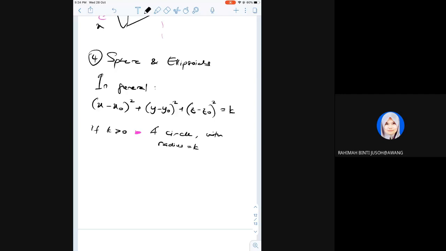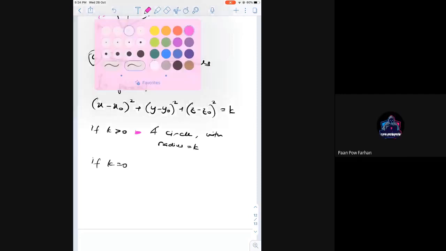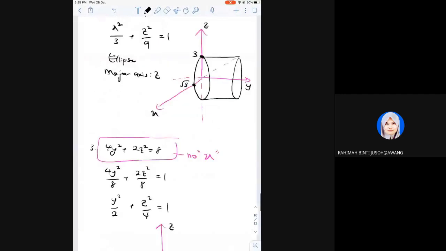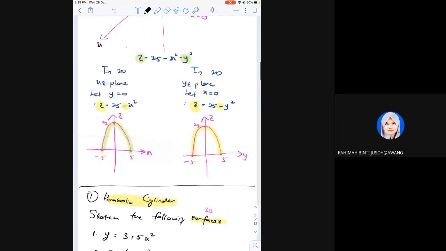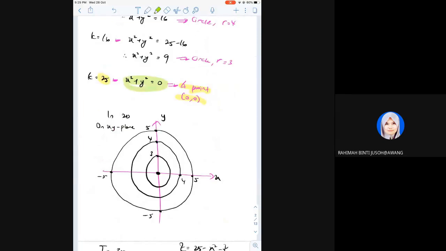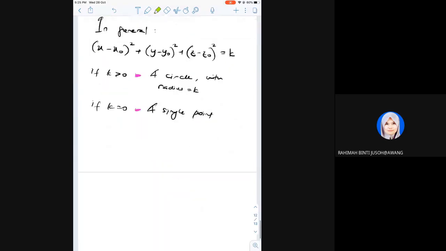And then if K equals to zero, what happened? It's a single point. Yes, a single point, like what we did earlier, we got 0, 0, this one. A point equals to 0 because we don't have any radius. Okay, just a point. Alright, let us continue this.